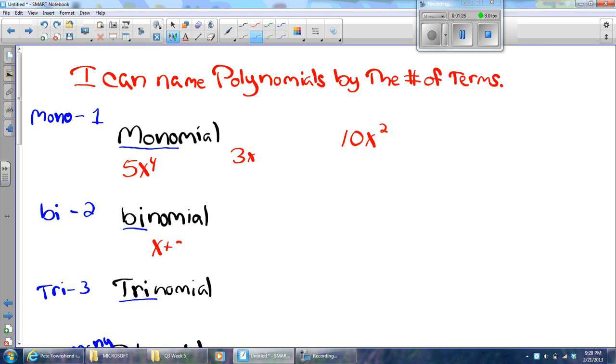X plus 3. That is a binomial. There are two terms combined by addition. How about 3x minus 4? Yep, that's a binomial, two terms connected by subtraction. But it could be 10x to the 4th minus 3x squared. Those are all binomials, two terms put together.